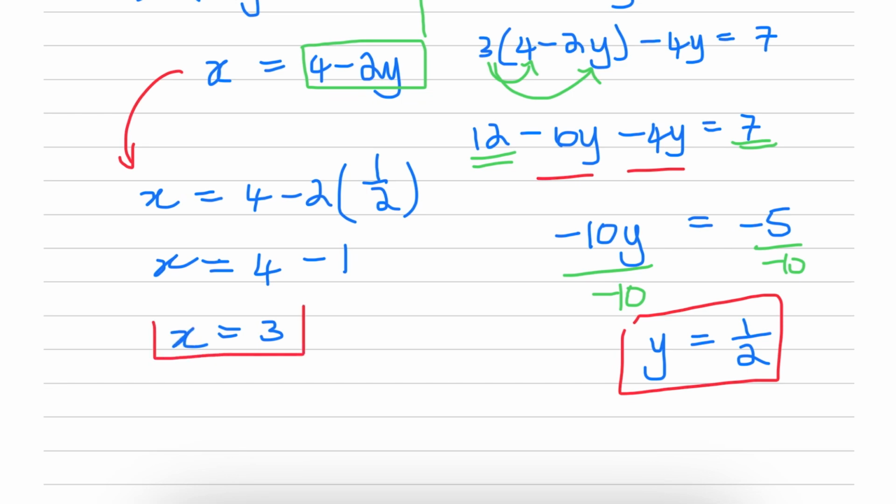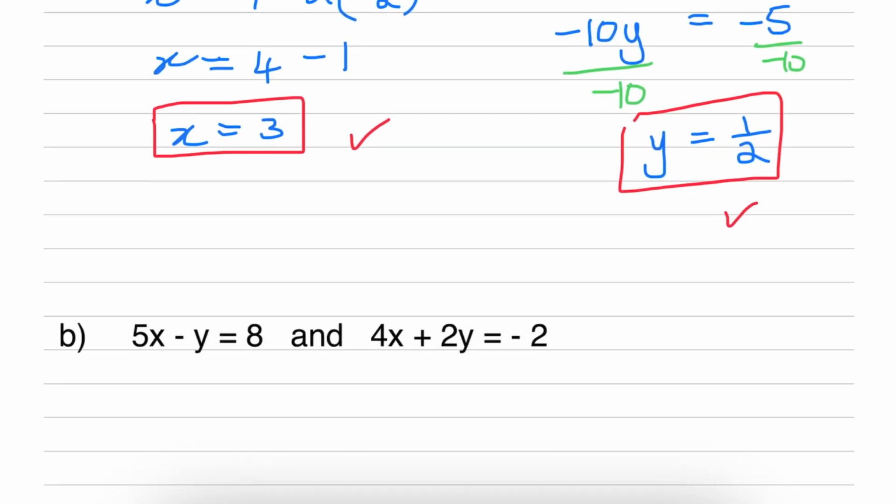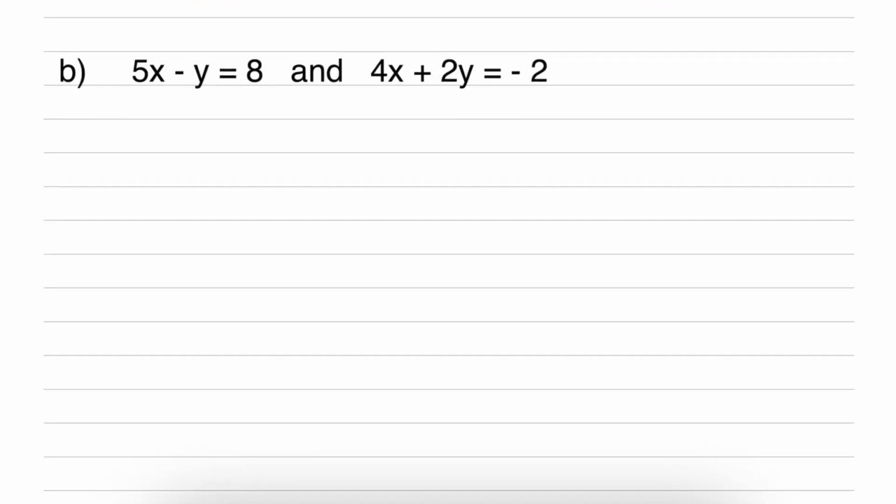So this is the answer for x. X is 3, y is a half. Let's have a look at a second example.